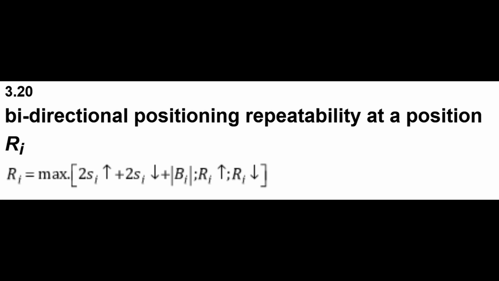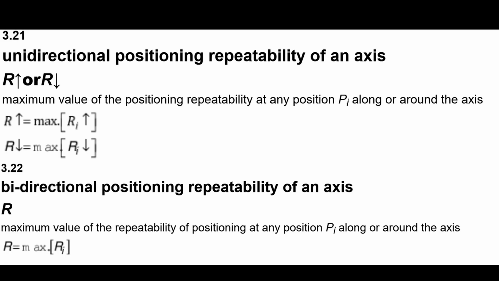This is the maximum of 3 values: the positive positioning repeatability at a position, the negative positioning repeatability at a position, and the sum of the absolute value of the reversal error at a position and the positive and negative standard deviations multiplied by 2. Now we convert all the repeatabilities for a position into repeatabilities for an axis by simply taking their maximum value.